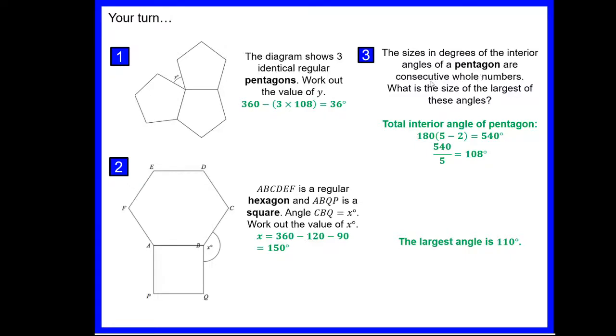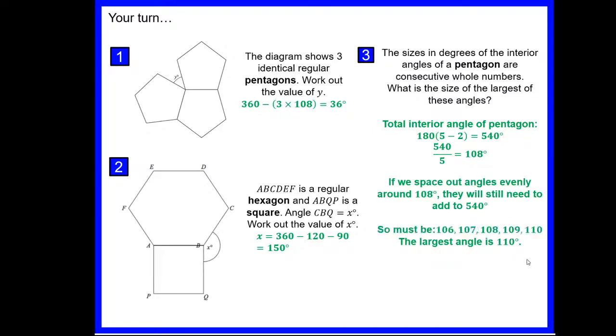Now, we're saying we need consecutive whole numbers. So if we start with 108 in the middle, if I want to go up one number, I would have 109. So that's added 1. So I would need to subtract 1 as well to balance that out. If we do that and space them out evenly, then we get 106, 107, 108, 109, 110. And we were asked for the largest of those angles, and the largest is 110 degrees.